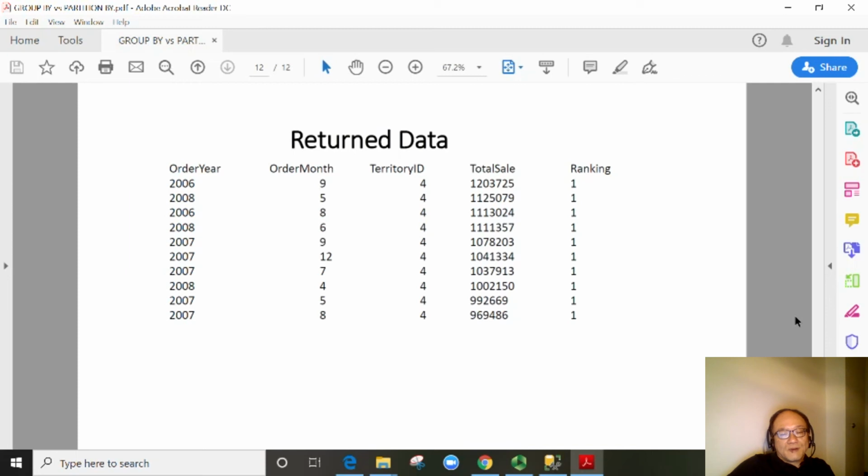It's very important we clearly understand partition by and group by and use them correctly when we do data work. This is the end of our discussion.